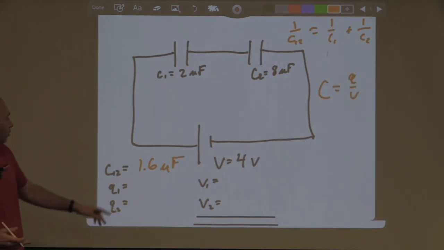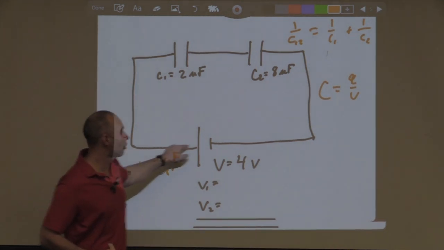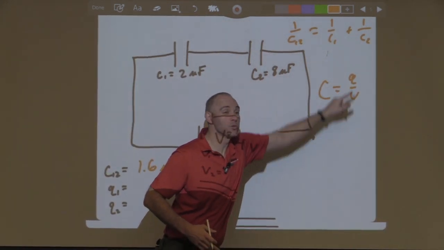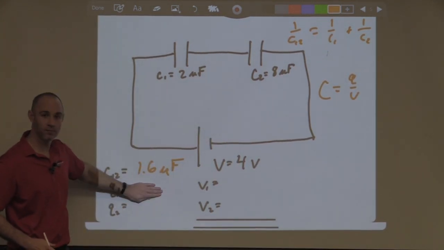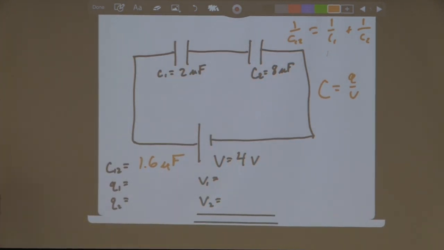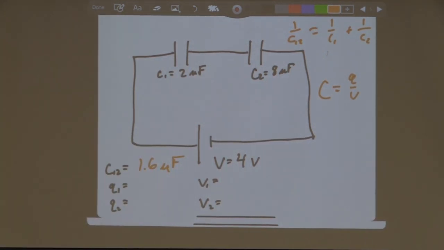I know the voltage that would go across this 1.6, and I know the capacitance is 1.6, so I can figure out the charge on it. The charge on this equivalent would be the same as the charge on 1, which is the same as the charge on 2. So to find Q12 is going to be C12 times the V that's attached to it, which is 4 volts. What is C12, 1.6, times 4? 6.4, so 6.4 microcoulombs.